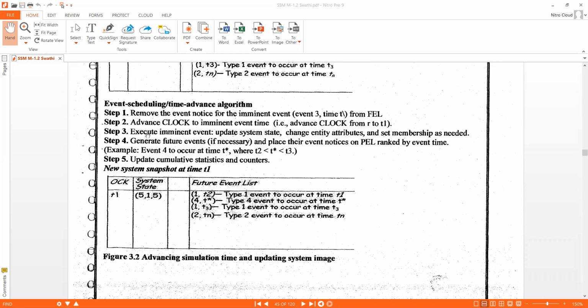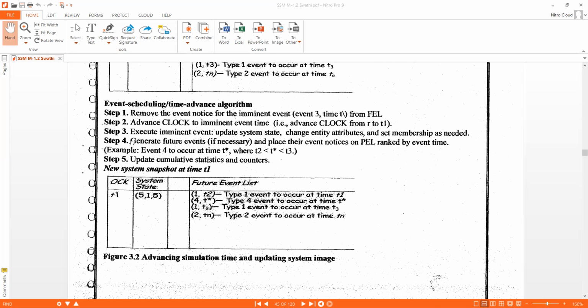Okay, step 2, advance the clock to the imminent event. Whatever event occurs, the simulation clock should be advanced, that is increased, to that event's time. That is, advance the clock from t to t1. Previously the simulation clock time was t. That clock time we need to advance to t1, because at t1 there is an event.